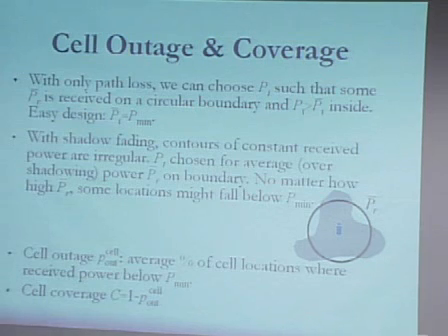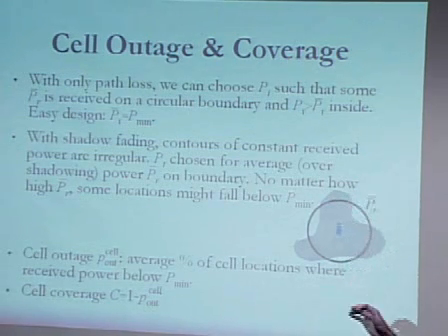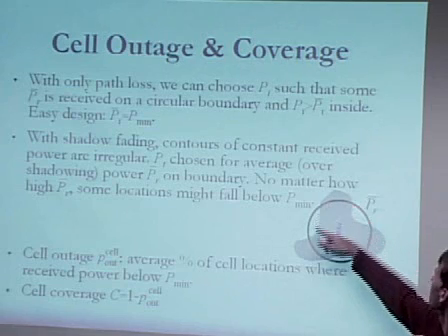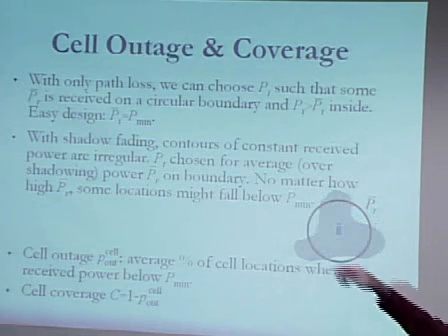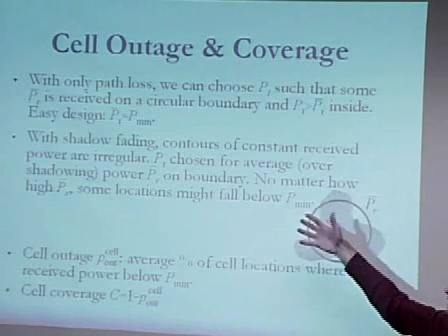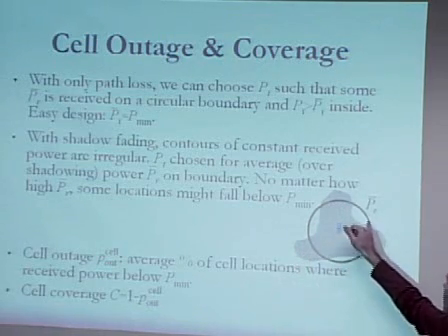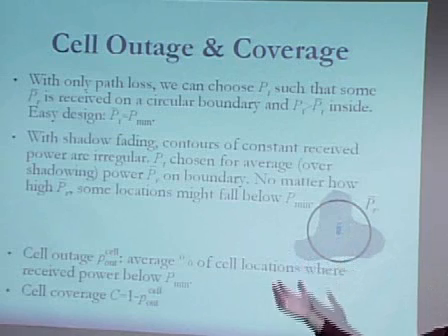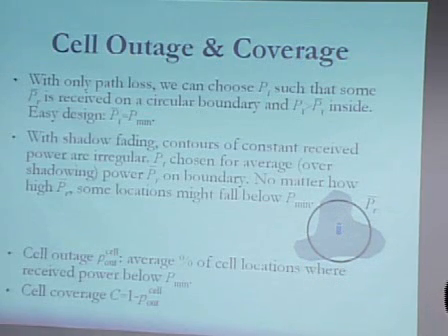So if there's no shadow fading, and the minimum power we need, the sensitivity, is P min, the design is very easy, right? We just choose the transmit power PT such that this PR bar is equal to P min. And so everybody's happy, right? Because inside the circle, everybody has at least P min. In fact, the guys on the boundary will have P min, the guys inside will have more than P min. So everybody's happy. So if there's no shadow fading, the design is very easy.